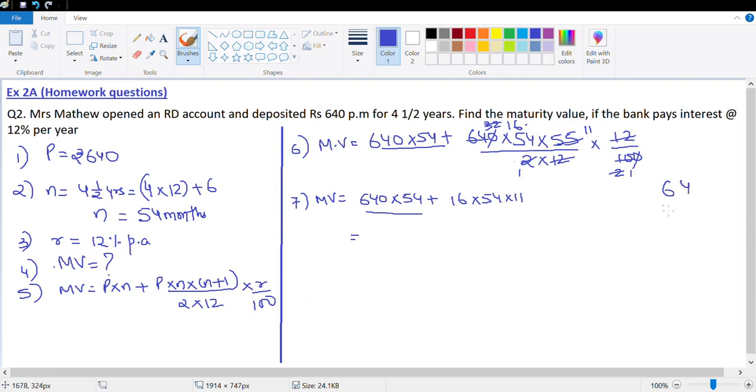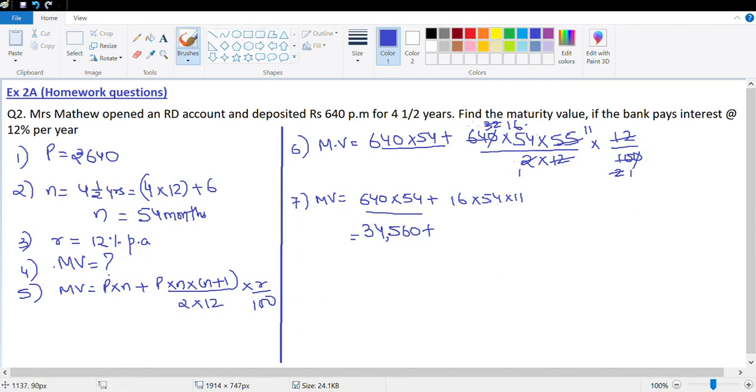So 64 into 54. That's 4 into 4, 16. 5 into 4, 20, plus 1, 21. 5 into 6, 30, plus 2, 32. So this is 34,560. Plus, what we need to do now is 16 into 54 into 11.